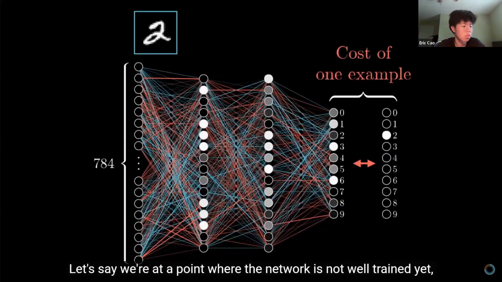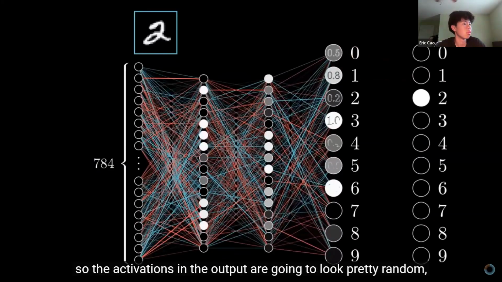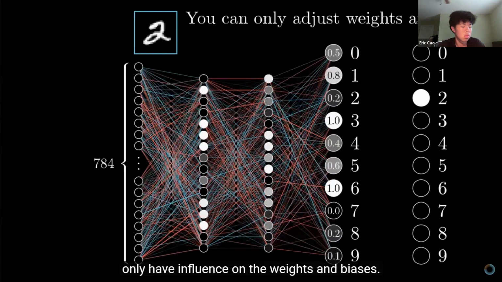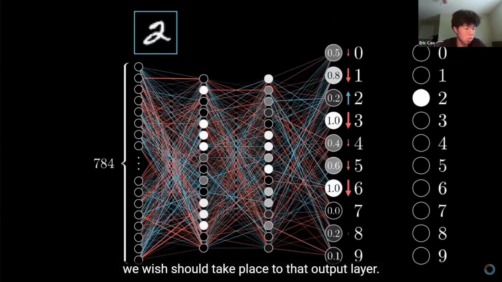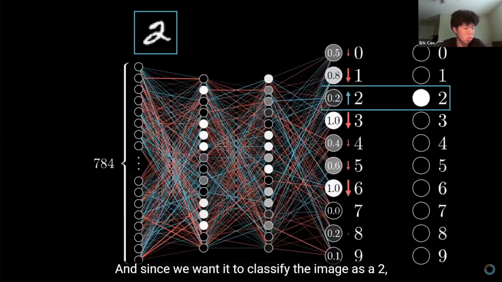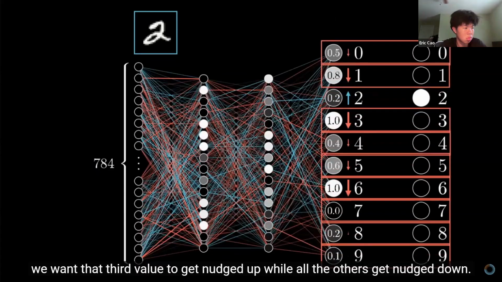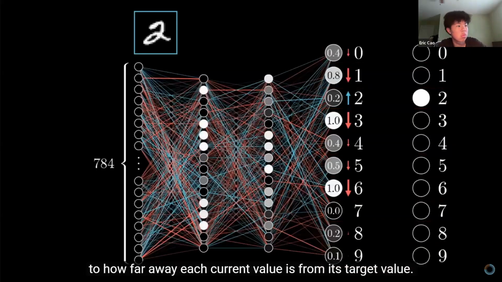Let's say we're at a point where the network is not well trained yet, so the activations in the output are going to look pretty random, maybe something like 0.5, 0.8, 0.2, on and on. Now we can't directly change those activations, we only have influence on the weights and biases, but it is helpful to keep track of which adjustments we wish should take place to that output layer. And since we want it to classify the image as a 2, we want that third value to get nudged up, while all of the others get nudged down. Moreover, the sizes of these nudges should be proportional to how far away each current value is from its target value.